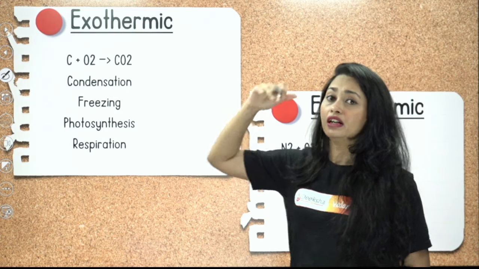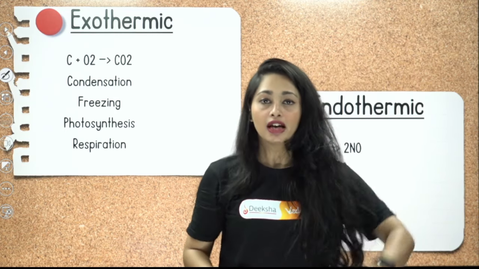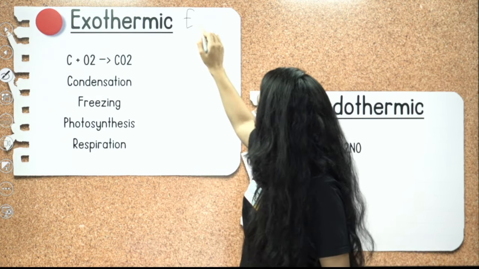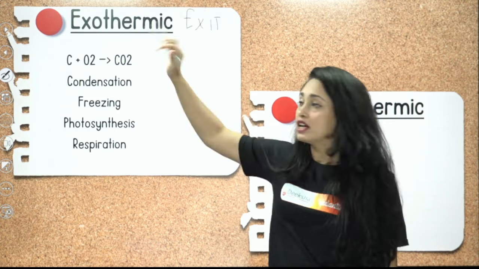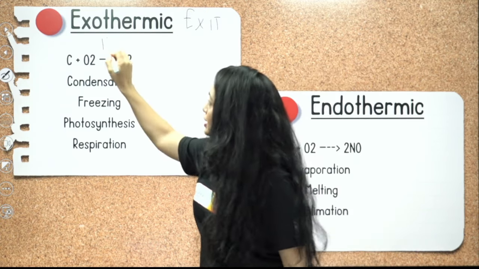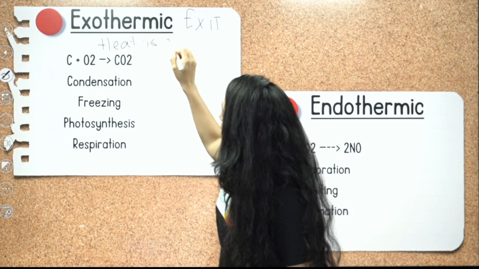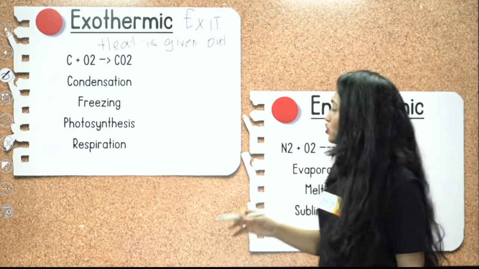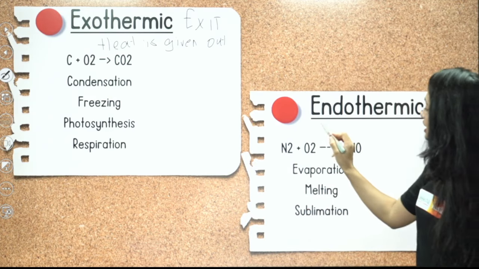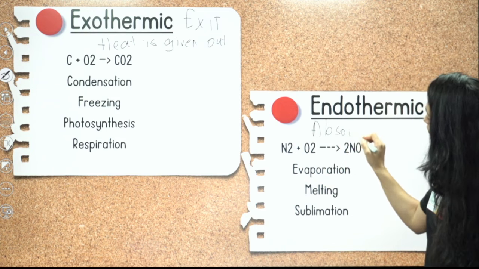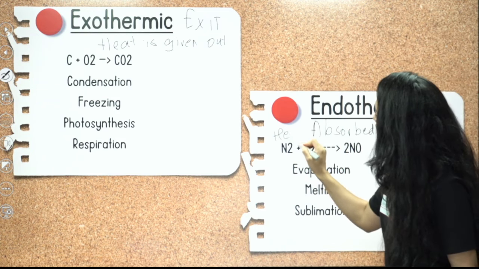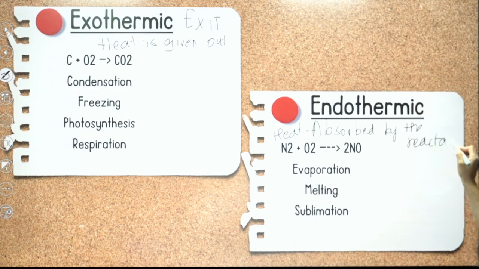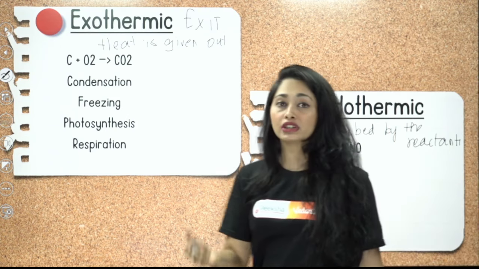But based on the temperature change, heat energy, we have two types of reactions. Those are exothermic and endothermic. So this is the trick that I use. Exothermic, so heat is given out. In exothermic reaction, heat is given out. Those reactions are called exothermic reactions. Reactions in which heat is absorbed by the reactants are called endothermic reactions. They need heat to carry out the reaction.